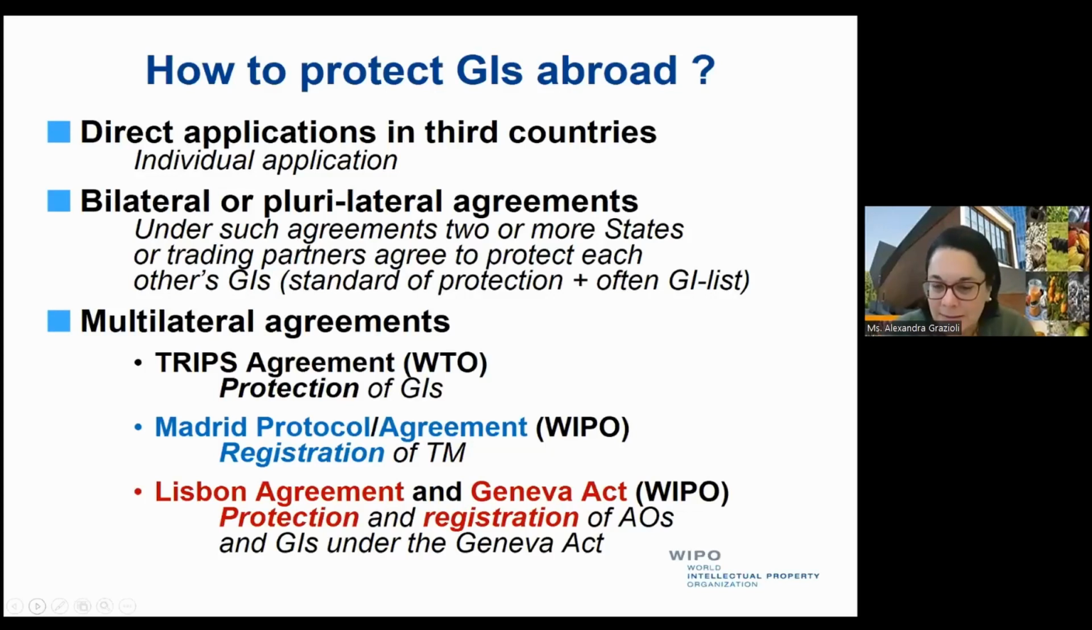But the system that was developed by WIPO members specifically for geographical indications is the Lisbon system, now governed by its new Geneva Act. That system provides protection for geographical indications registered in the system, and also an international system of registration.